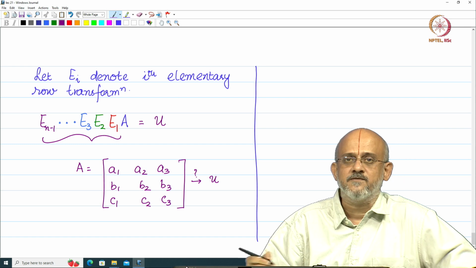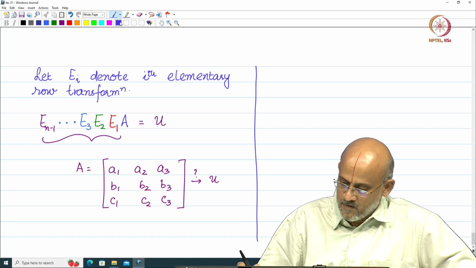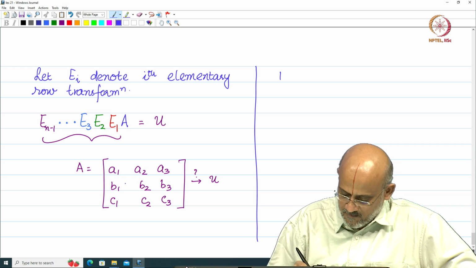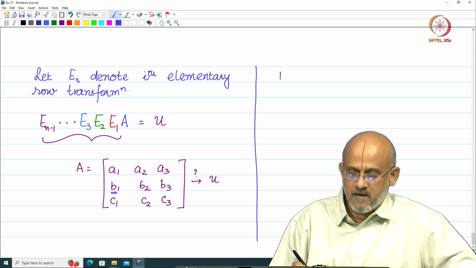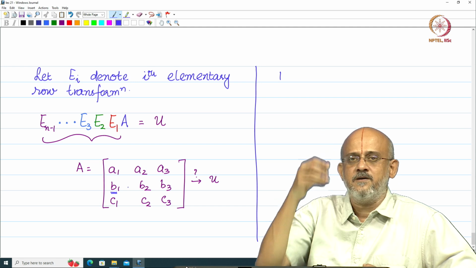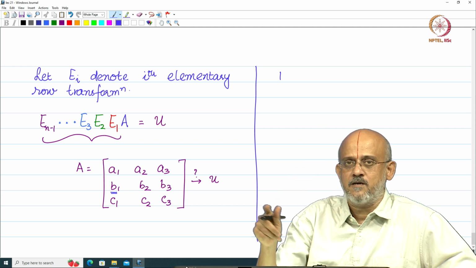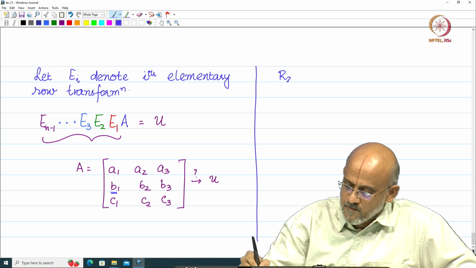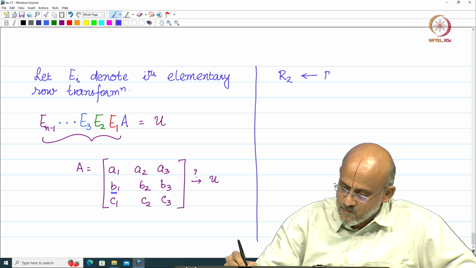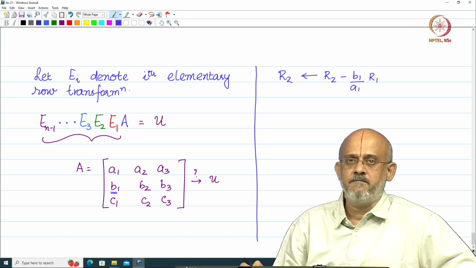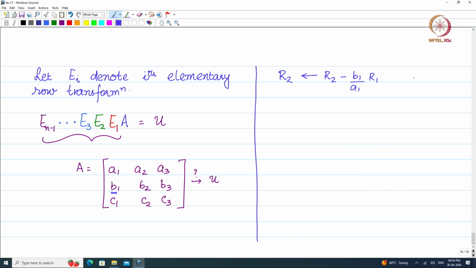So, what are the series of steps that I need to do to go there? If you see, my first thing is I want to make this B1 the 0 element, because I have to get the first column, which is basically a vector along the first axis, to 0. So I basically say R2 is nothing but R2 minus B1 by A1 times R1, and the condition is that A1 is not equal to 0.